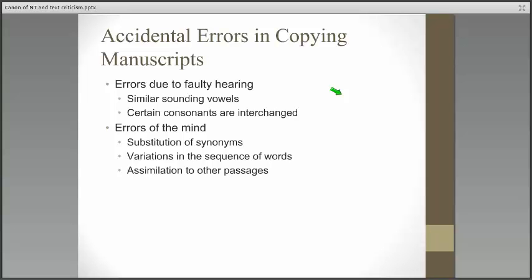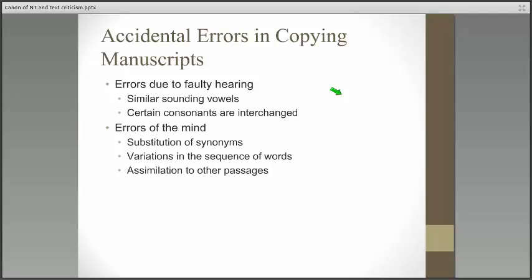They substitute a synonym for the word, or they vary the sequence of the words, or they think, I know this passage, right? They might have heard the same passage in Mark that they're copying in Luke, and instead of writing down what the reader was saying, they write it down as in Mark. So you get this conflation or assimilation to other passages.